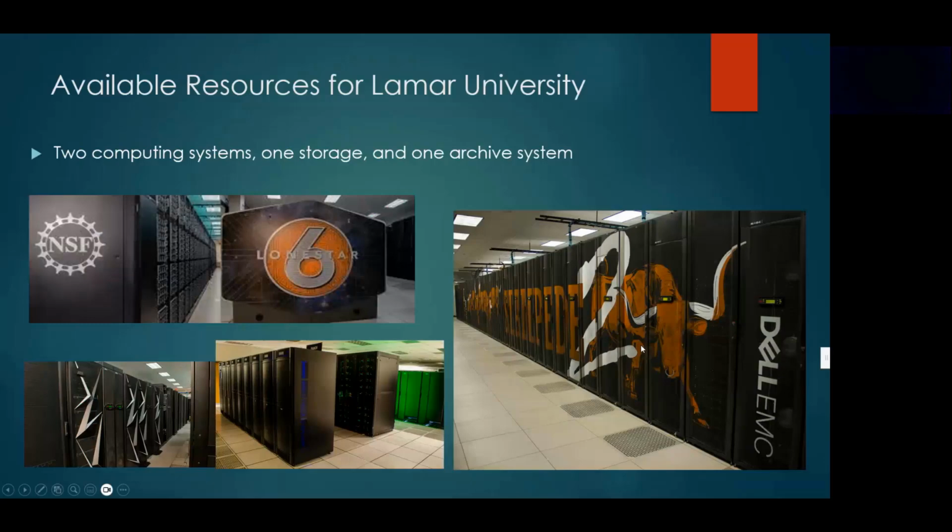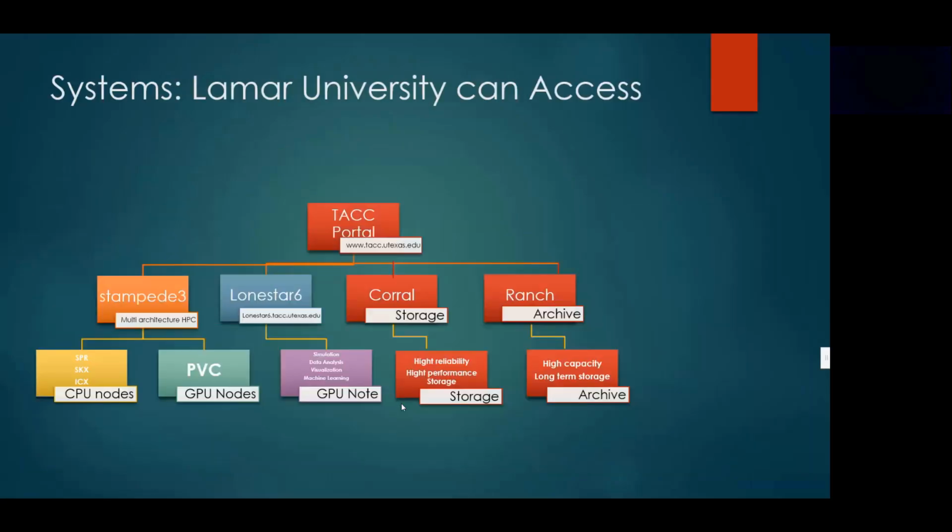The picture here you see is Stampede 2. Currently it is actually Stampede 3, and Lone Star 6. The bottom here is what they call the data storage. It's Corral, for the high-speed data connection. This one is for the archive. They call it Ranch.